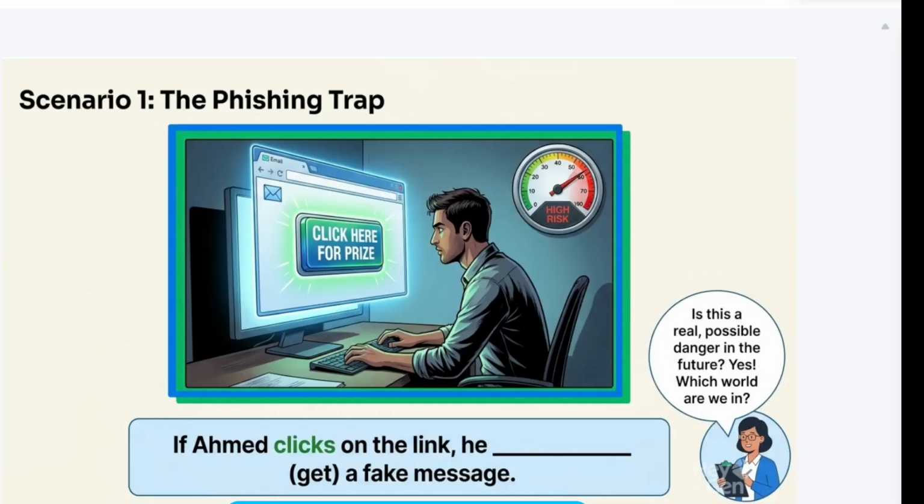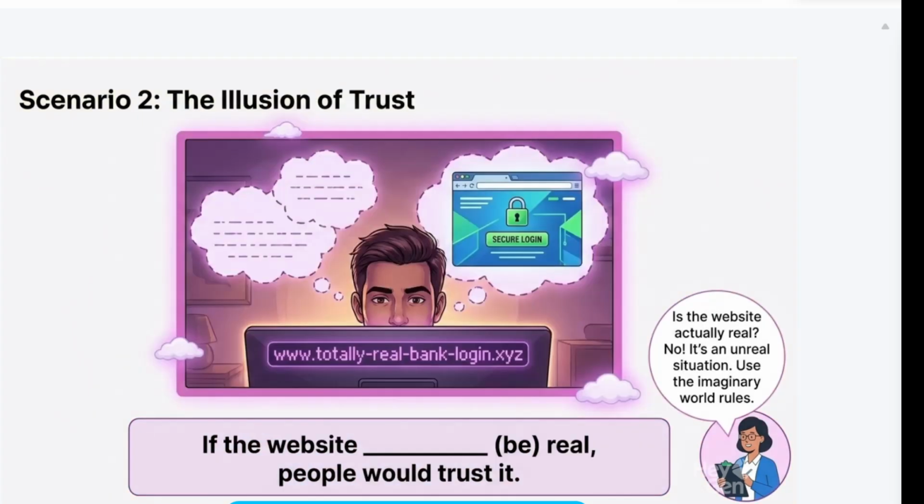Scenario 1. The fishing trap. Now let's apply the first conditional. Look at the situation. Ahmed receives a suspicious link. We ask, is this a real, possible danger in the future? Yes. So which world are we in? We are in the real world, so we use the first conditional. The sentence is, if Ahmed clicks on the link, he will get a fake message. The condition is, if Ahmed clicks on the link. The result is, he will get a fake message. This is a possible future result, so the first conditional is appropriate.